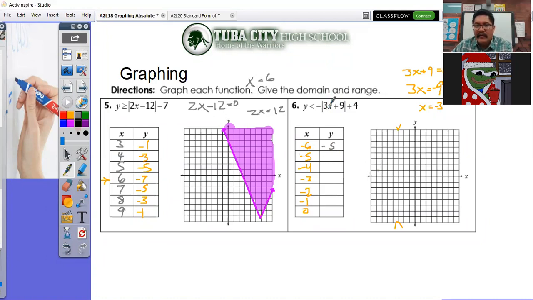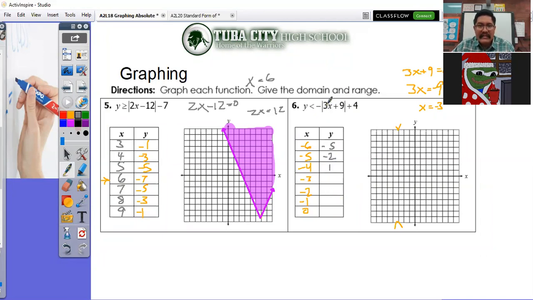-5, plug this one in here for x, that'd be -15. -15 plus 9 is -6. It will become +6 because of the absolute value, but it will be made negative by this number here, so that becomes -6 plus 4, which is -2. Plug in -4, we get -12, plus 9 is -3, and the absolute value makes it 3, made negative is -3. -3 plus 4 is 1.